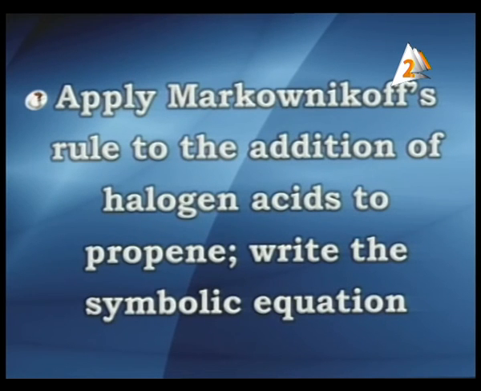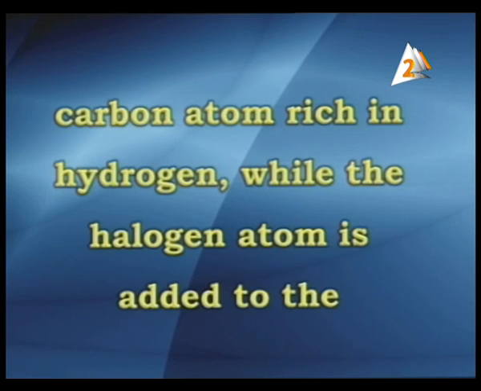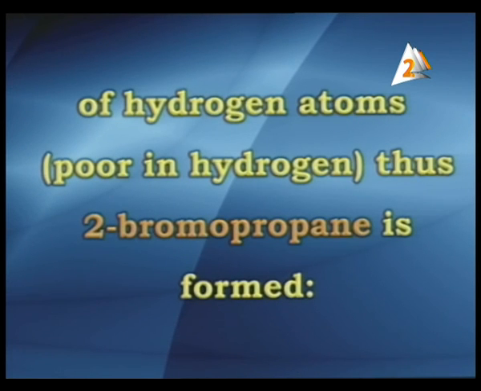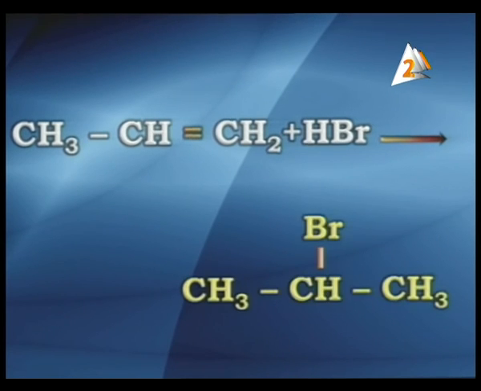Next point, apply Markovnikov rule to the addition of halogen acid to propene, write the symbolic equation. The answer: on adding halogen acid to propene, the hydrogen atom is added to the unsaturated carbon atom that is rich in hydrogen, while the halogen atom is added to the carbon atom which is poor in hydrogen, that has a small number of hydrogen atoms. So 2-bromopropane is formed. As the equation proceeds on the screen, CH3CH=CH2 plus HBr gives CH3CHBrCH3.